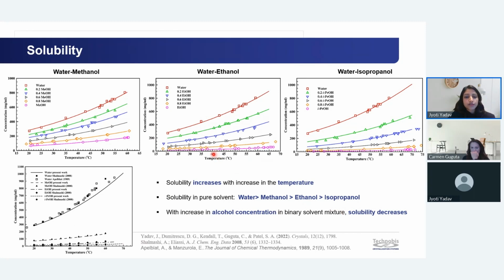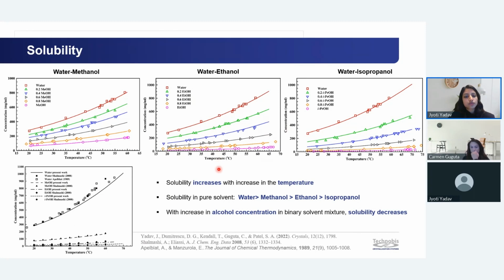Now, at a fixed temperature, the solubility decreases with increase in the alcohol concentration for all three solvent systems. This is again attributed to the fact that adding alcohol reduces the polarity to intermediate values depending upon the concentration, leading to lower solubility in binary solvent systems. Now, from these graphs, we can determine the solubility at any temperature using these curves.